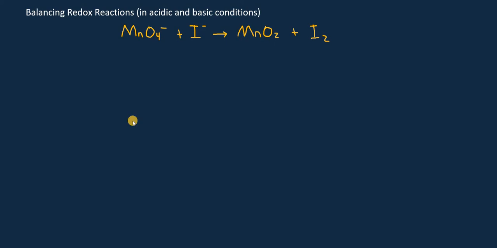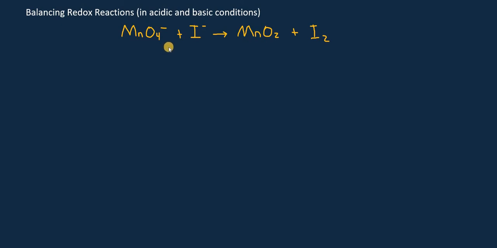In this video, I'll be going over how to balance redox reactions in both acidic and basic conditions. So the first thing you always want to do when you start balancing one of these reactions is identify which element is being oxidized and which element is being reduced.